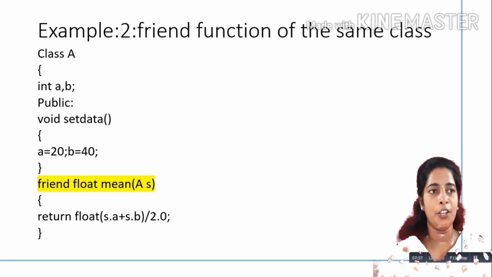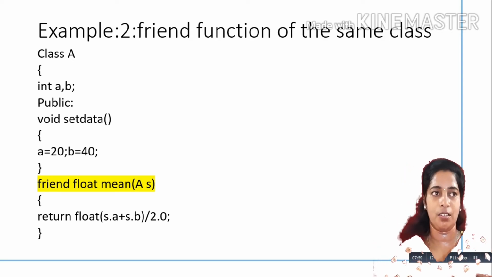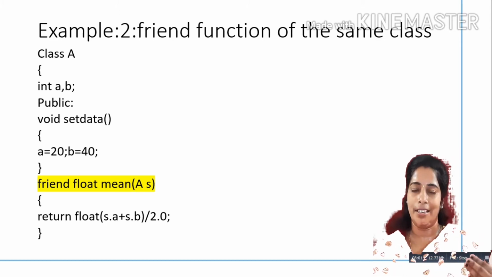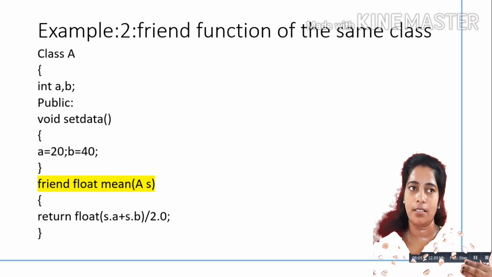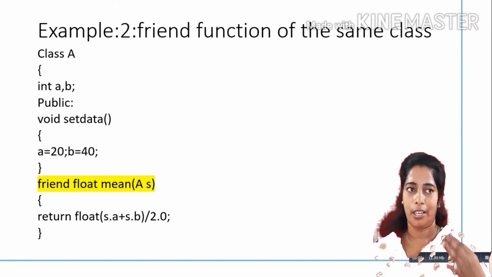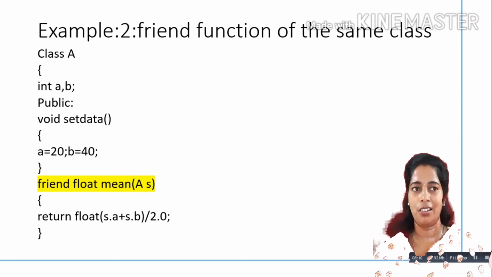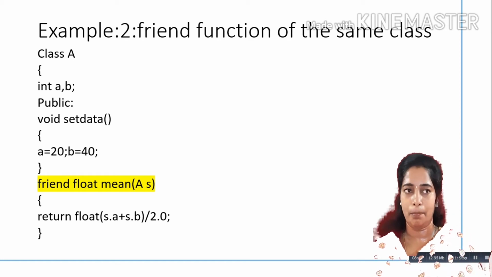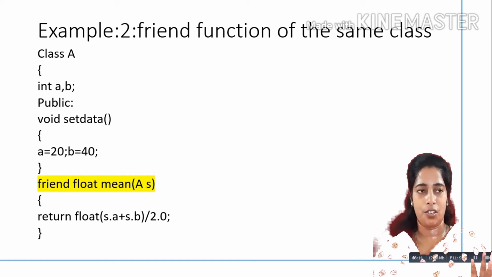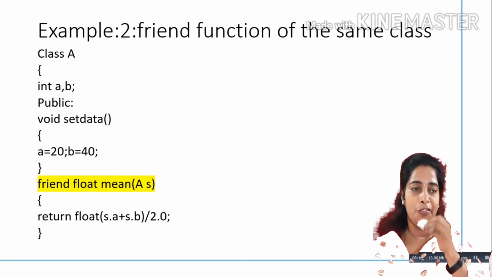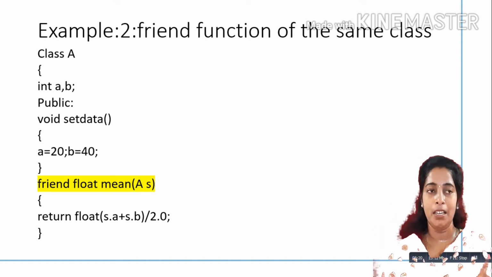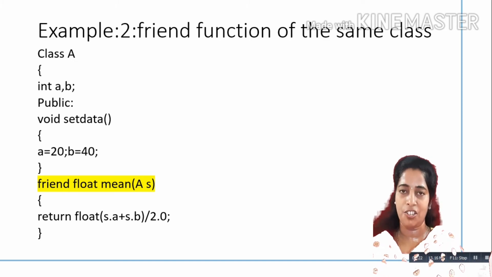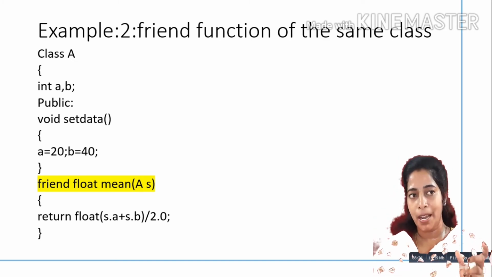Under public you have first two functions. First function is void set data. That means the value is already set as a equal to 20, b equal to 40. Then another simple function, that function is for calculating the mean. That is a friend function. I have declared that function as a friend function. That is friend float. Float is the data type. Mean is the function name, and I am passing this function.